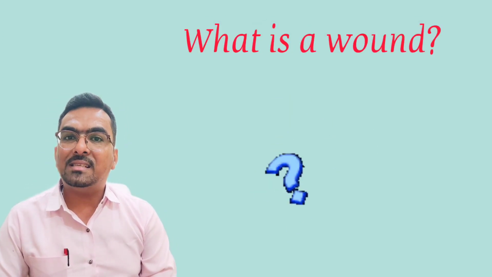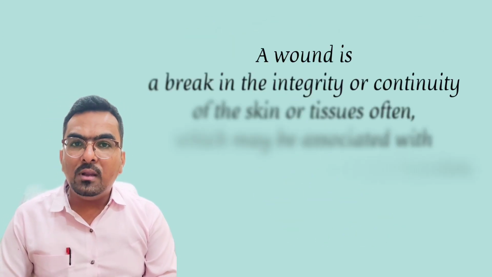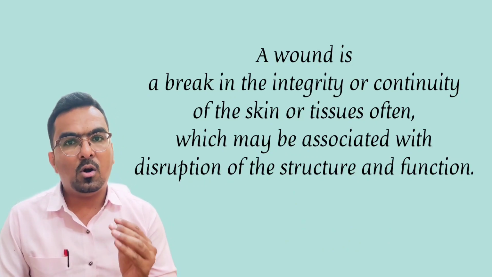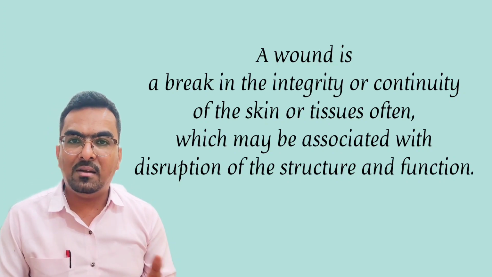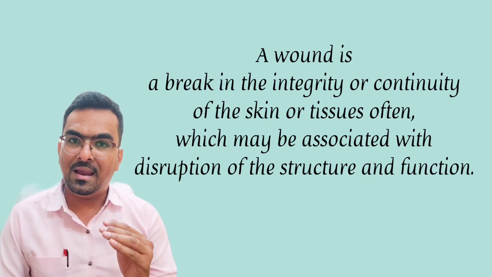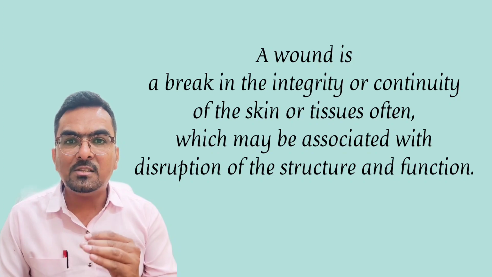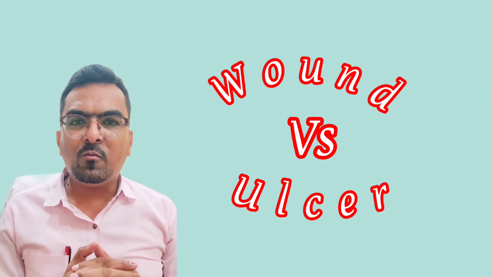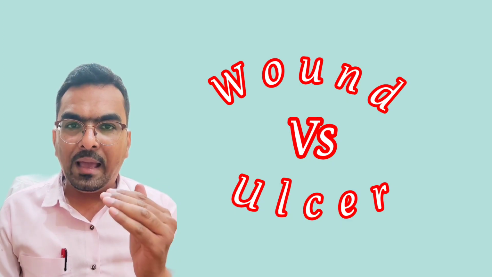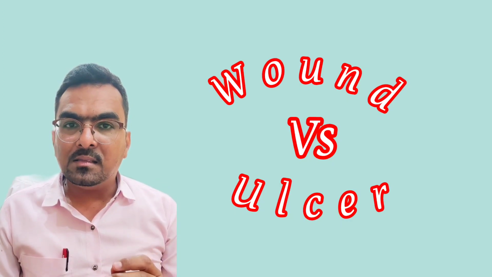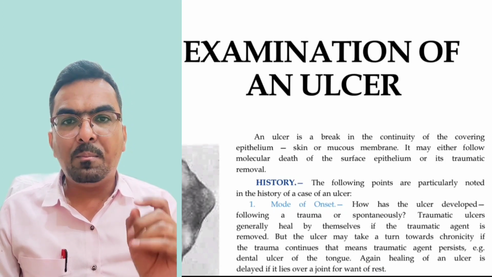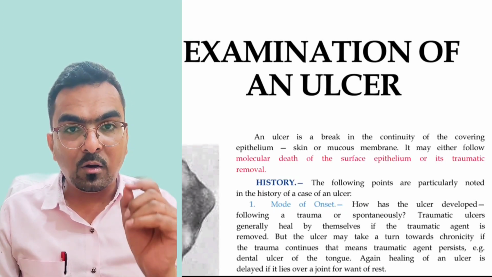Firstly, what exactly is a wound? A wound is a break in the integrity or continuity of the skin or tissue, which may be associated with disruption of structure and function. It can range from a minor cut to a severe injury. Now let's see the difference between a wound and an ulcer. In an ulcer, there is discontinuity of the skin or mucous membrane, but there is also molecular depth of the tissue.